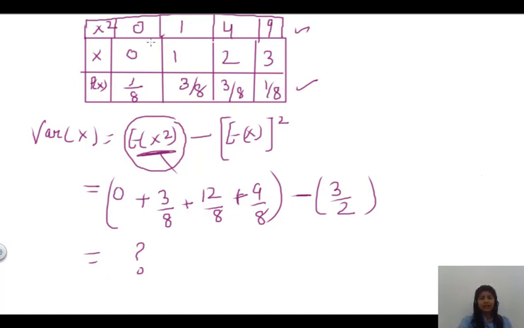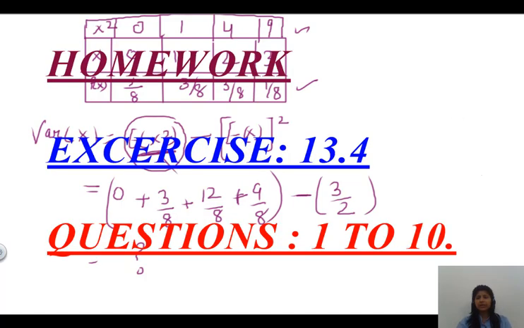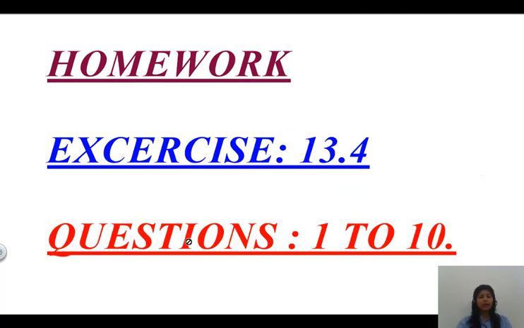So this is all for random variable and probability distribution. Based on these things, you can do exercise 13.4, questions 1 to 10. Try these questions. In the next lecture, I am going to discuss some questions from 1 to 10 and more questions from the same exercise. Thank you. That's all for this.